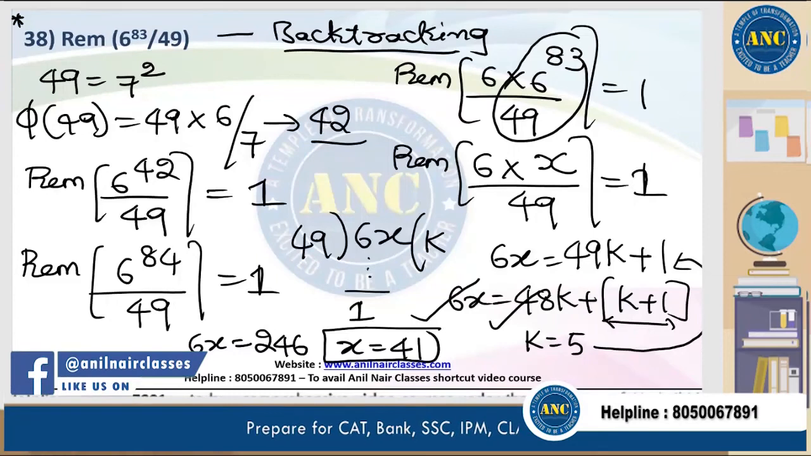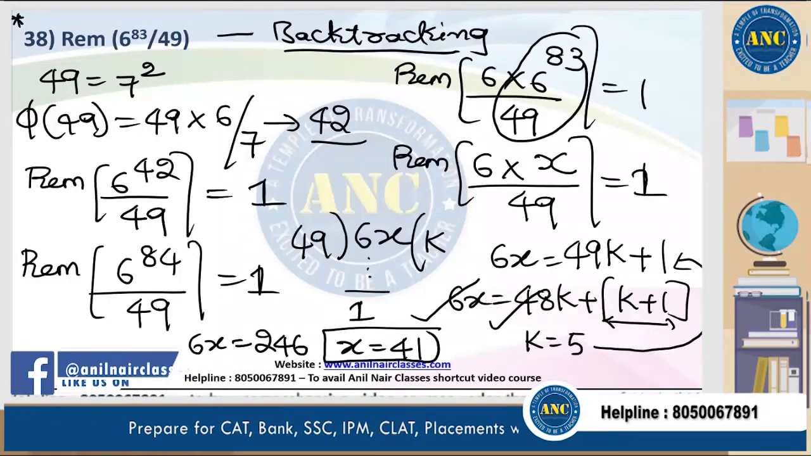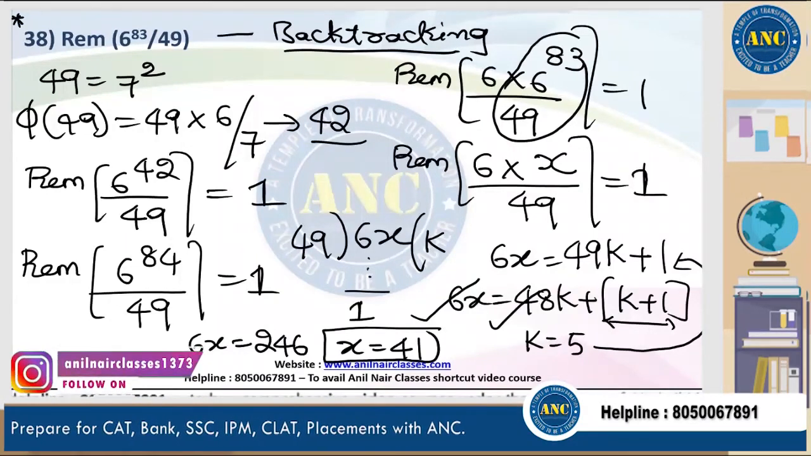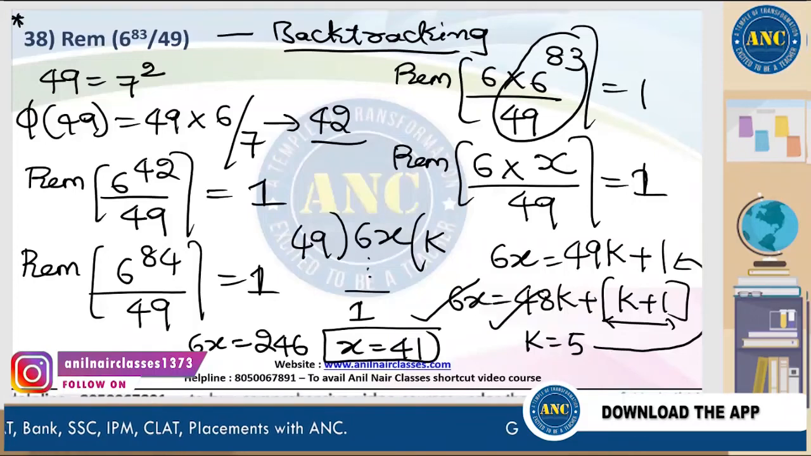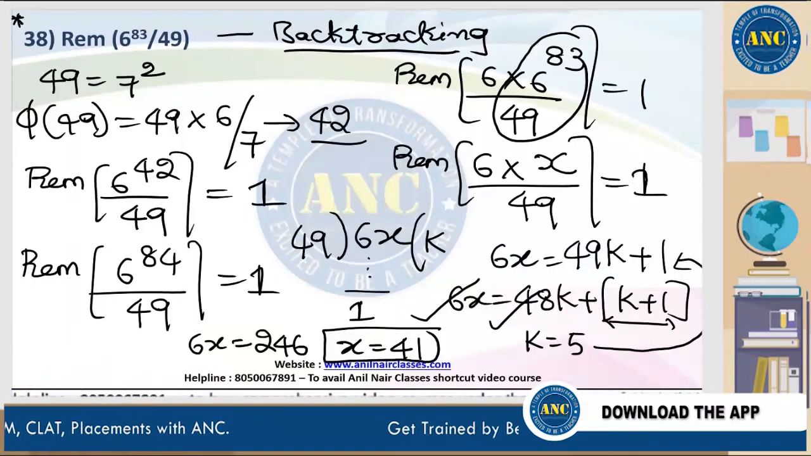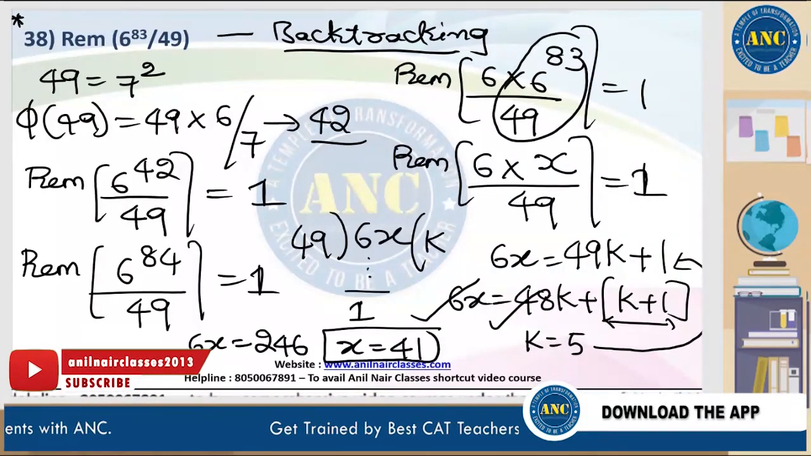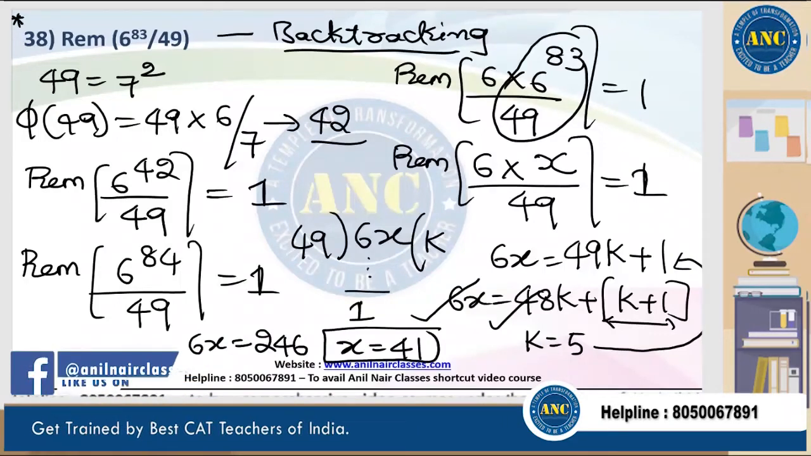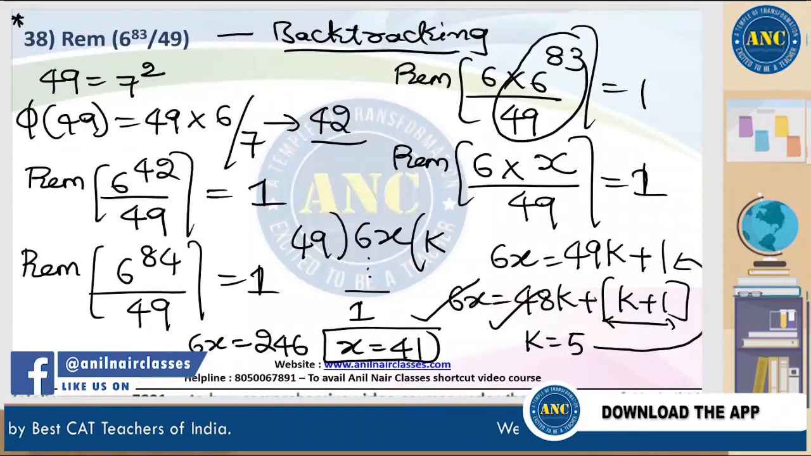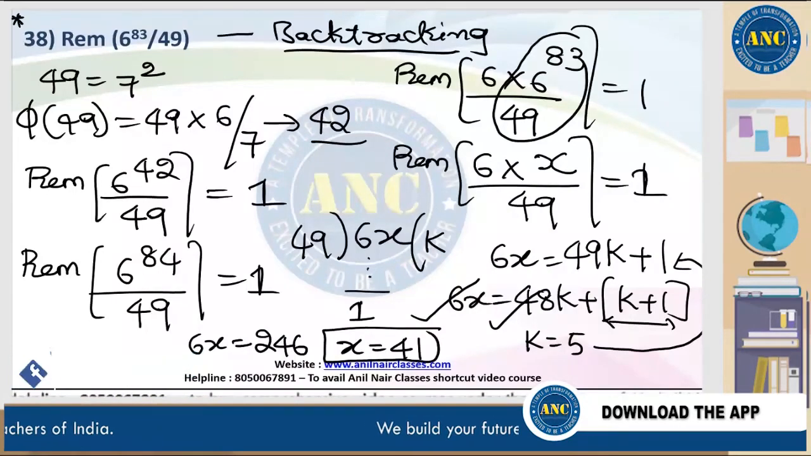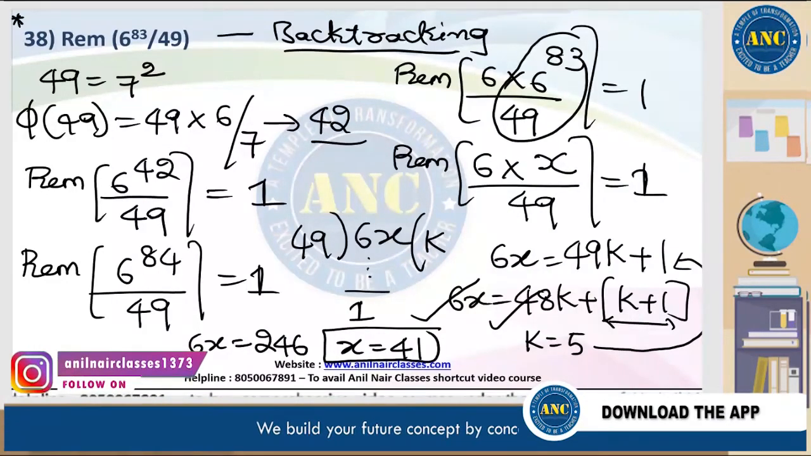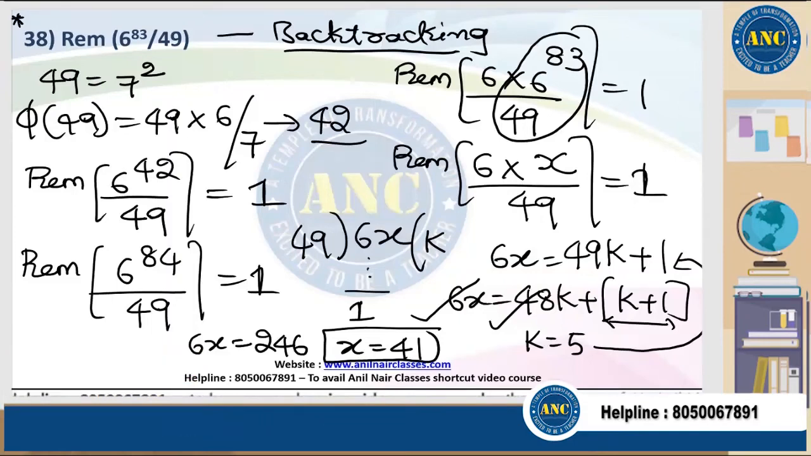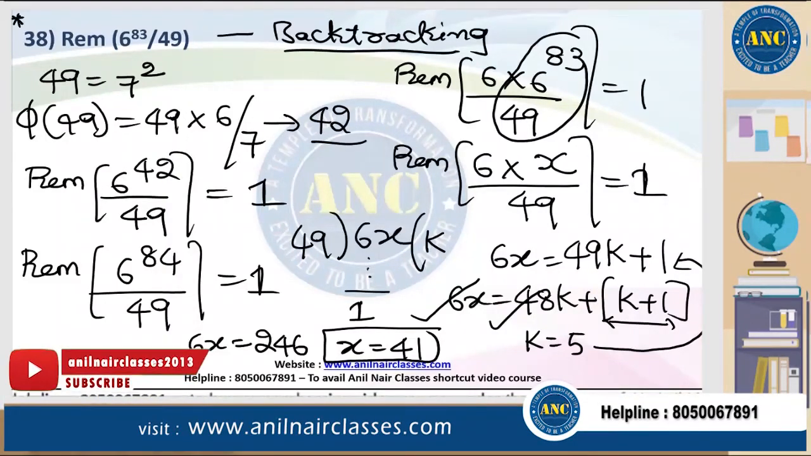6x is divisible by 6, 48 is divisible by 6, so k plus 1 should be divisible by 6. So the k value is 5. So 6x will become 49 into 5 plus 1. 49 into 5 is 245. 245 plus 1 is 246. 6x is 246, x is 41. I will do one more problem based on the same model so that this will be very, very clear to you. 38th problem done. 39th.